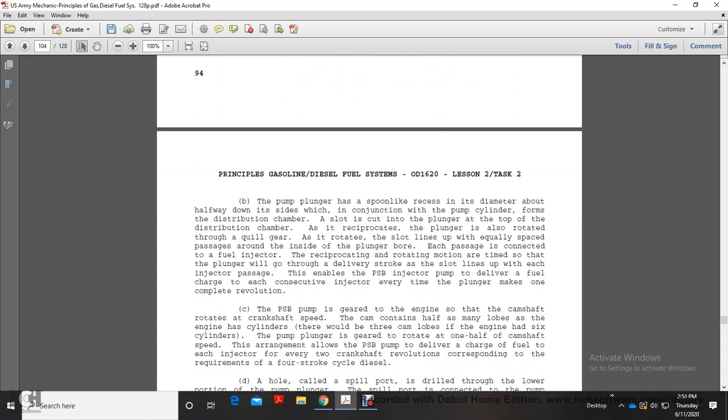Alright, the pump plunger has a spoon-like reshape of the diameter about halfway down the side, in conjunction with the pump cylinder formed with the distribution chamber. The slot is cut into the plunger at the top of the distribution system. As it reciprocates, the plunger is also rotated through the quill gear, with slot lines that equally space the passages inside of the plunger bore.